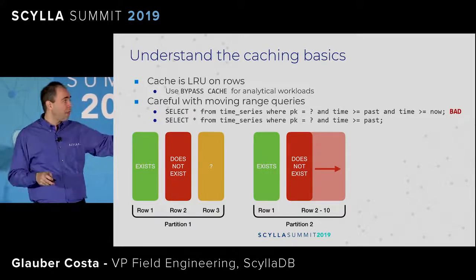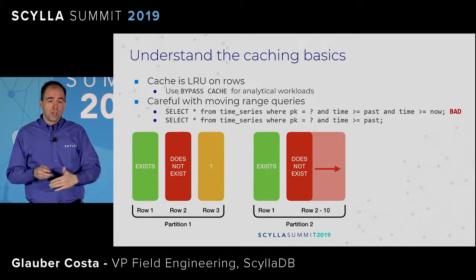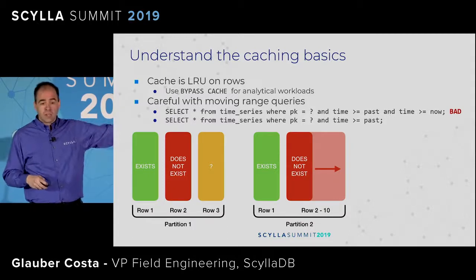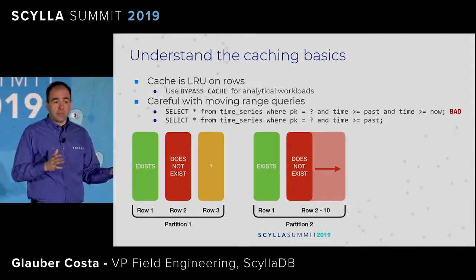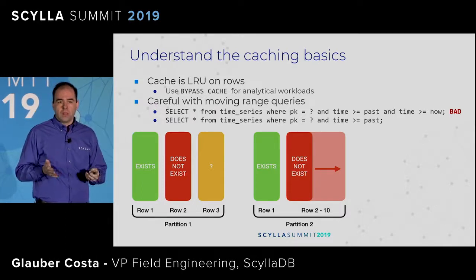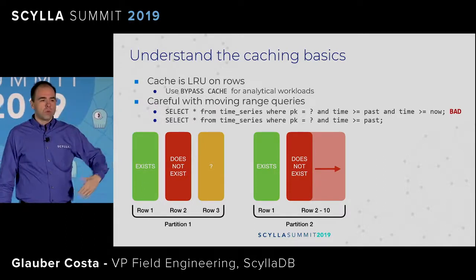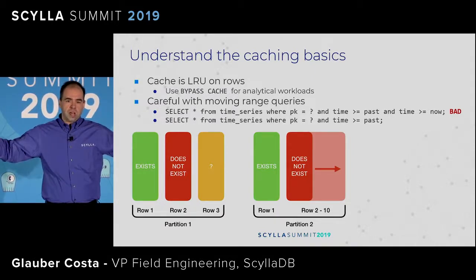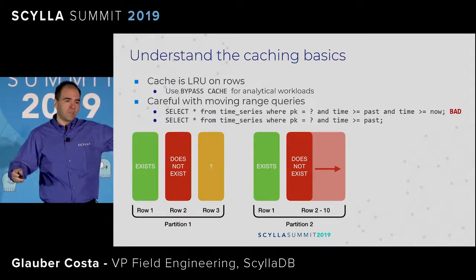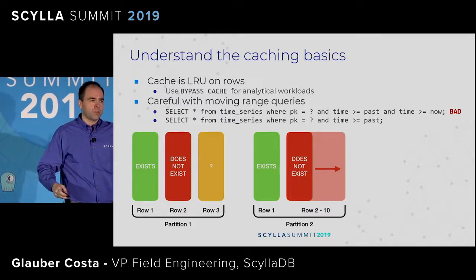So if you have patterns like this, try to do a scan without an end. If you have a time series data access pattern, it's better to say, give me all rows starting from this point in time, instead of bounding both sides, if the right side of your boundary is always moving.